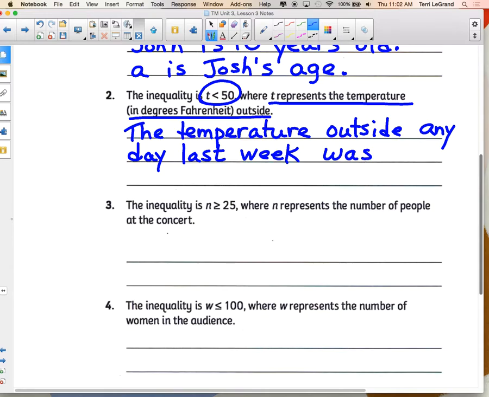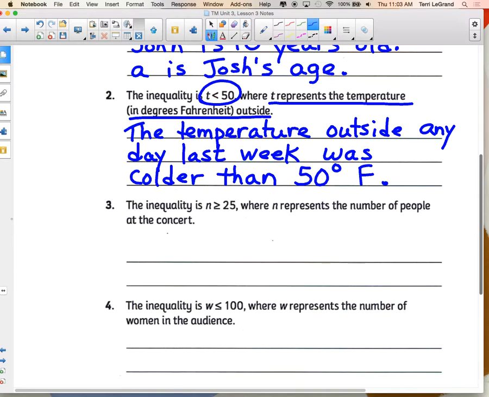We're going to try and not use the word less. So use another word that would help us say something about it being less. Go ahead. The temperature outside last week was colder than... how much? Colder than 50 degrees. Okay, colder than 50 degrees Fahrenheit. There we go.